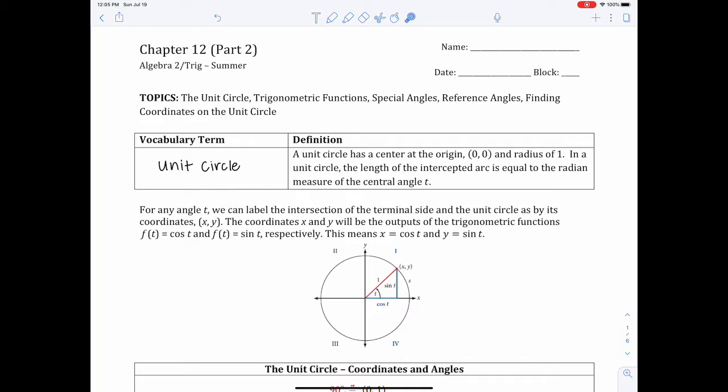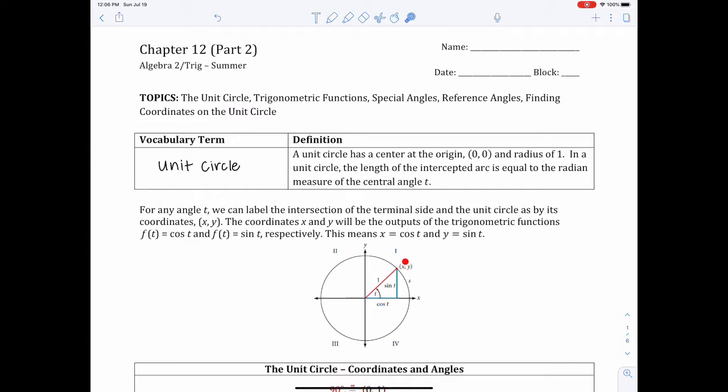In a unit circle, the length of the intercepted arc is equal to the radian measure of the central angle t. So if we're talking about this angle t, it's talking about this arc right here. That's equivalent to this measure of the central angle. And what we want to focus on today is that we have coordinates, right?